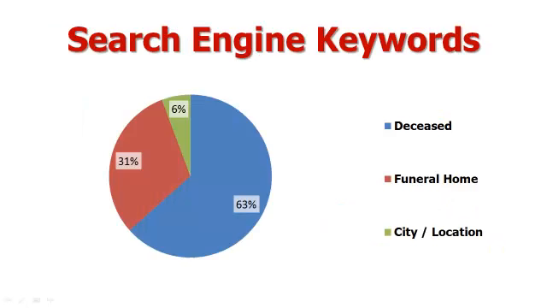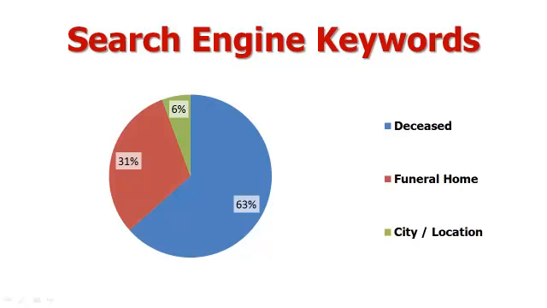When we compile the 3 major search engines, Google, Yahoo, and Bing, the search terms that people were searching for, almost 2/3 included the deceased name. Just under 1/3 was for the funeral home, and just 6% had a city or location reference in the search. Again, this is very valuable information for when you're creating your online obituary.